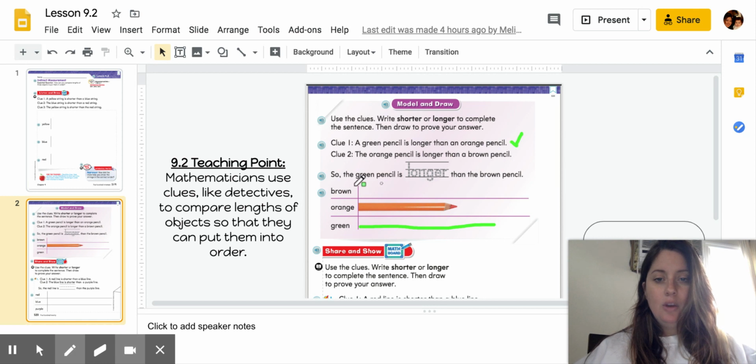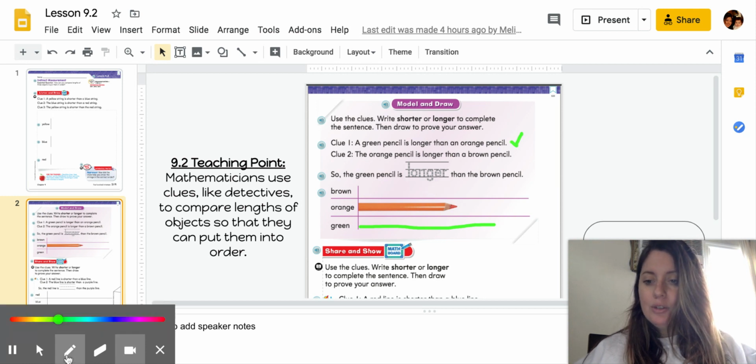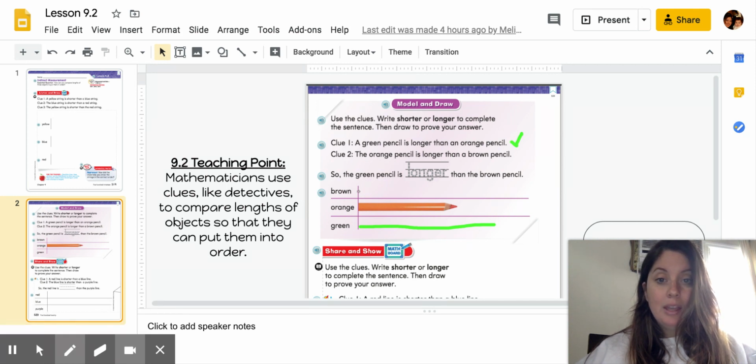And then clue 2, the orange pencil is longer than the brown pencil. Oh, well, I don't have a brown pencil, but I do know that the orange one is longer than the brown one. So I'm going to make it like yellow, okay? It says the orange pencil is longer than the brown pencil. That tells me that my brown pencil is shorter than that orange one. So I'm going to make it short. There's my brown pencil. Okay, so check.